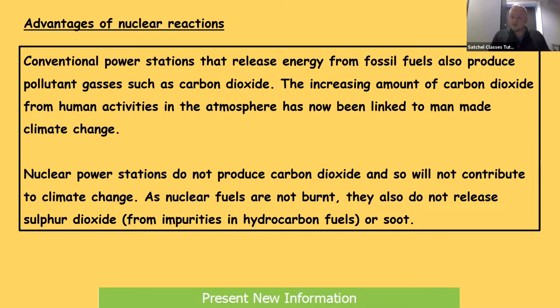As nuclear fuels are not burnt, they also don't release sulfur dioxide, which is present as an impurity in hydrocarbon fuels, and that then reduces our impact for acid rain emissions, or soot, which is a particulate that's found when burning, particularly coal, which can lead to complications like asthma or irritation of the airways in people living nearby.